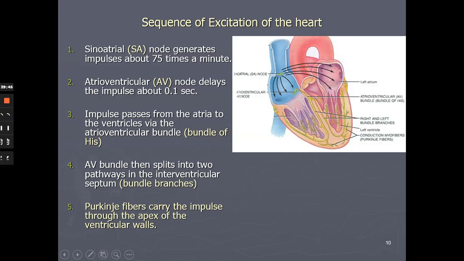Now, as this impulse travels along these bundle branches, it's going to get the myocardium to contract. So we have the impulse traveling along the bundle branches down to the apex of the heart. And then at the same time, this side and this side, they're going to start spreading out. So it spreads out along what we call Purkinje fibers. And the Purkinje fibers are going to carry that impulse throughout the rest of the ventricles. So in turn, it goes down to the apex, then spreads throughout the ventricles and gets those ventricles to contract.